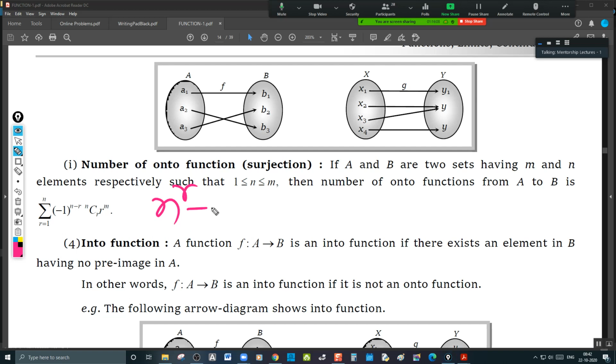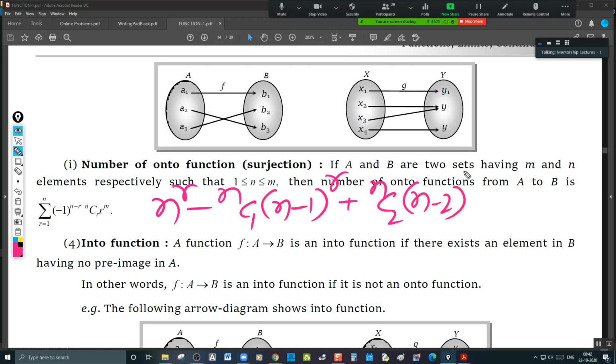n power r, total functions, no? Minus nC1 into (n-1) whole power r, plus nC2 into (n-2) whole power r, minus nC3 into (n-3) whole power r, plus and so on. You may be surprised, sir, how many terms are to be written like this. Generally, it is limited to a maximum of 3 only. So up to this only you have to remember.